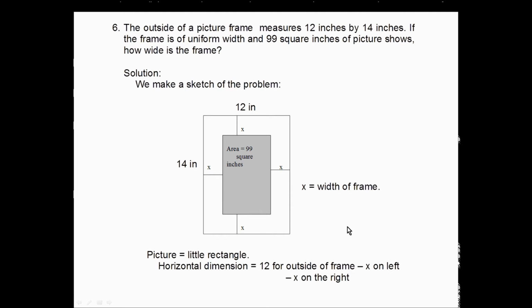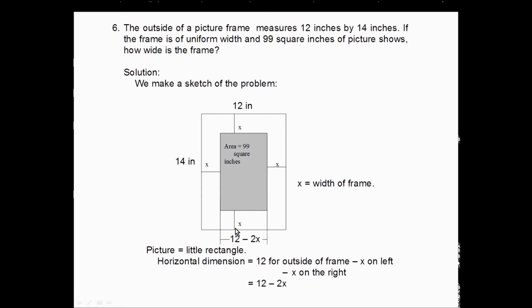So the horizontal dimension started off being 12 for the outside of the frame. Take away x on the left, take away x on the right. I'm taking away 2 x's. So it's 12 minus 2x.